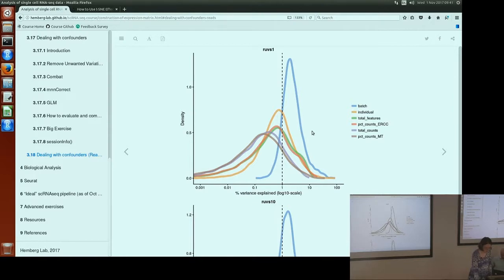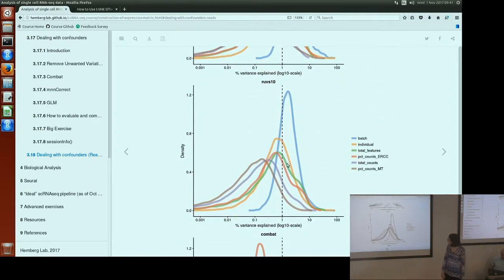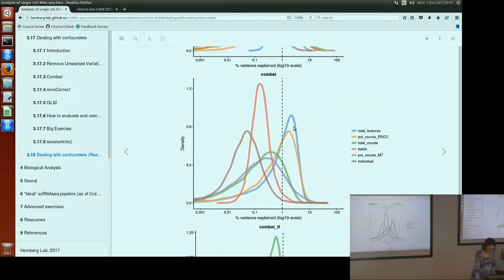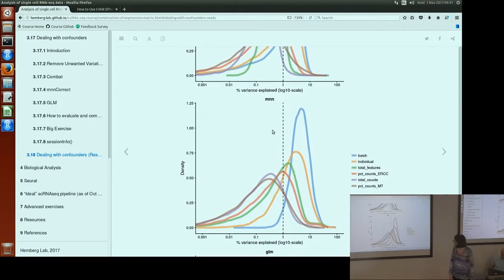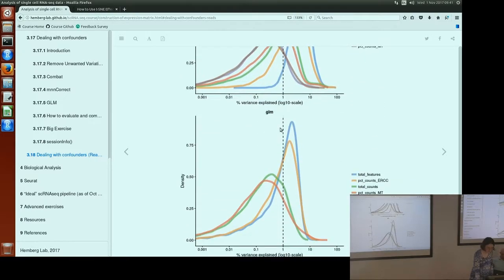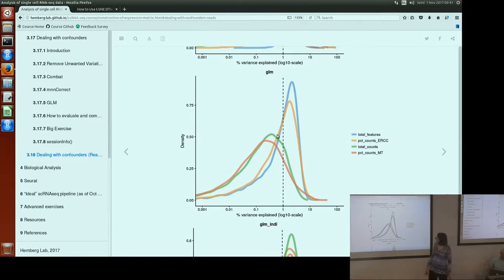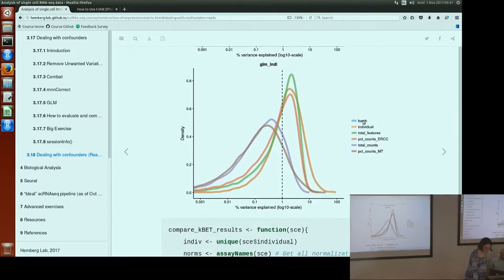And RUVS does something fairly similar, but it's reducing both the batch effects and the signal from the individual. That's not particularly helpful either. ComBat has gotten rid of all the batch effects and all the signal from individuals. Whereas MNN has slightly reduced the batch effect, but not very much, but has preserved the signal from the individuals much more than the other methods. And the GLM, by this scale, that one seems to be missing some lines from it. So for the GLM, the individual and the batch are now completely overlapping, and so there is some signal there, but not a whole lot of signal for the individual.